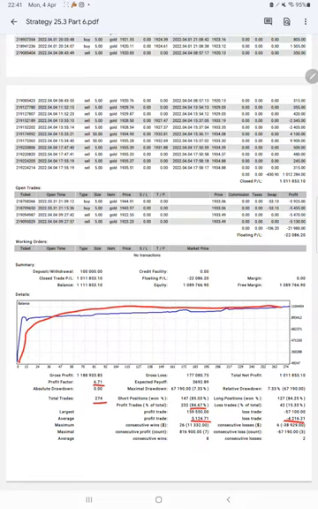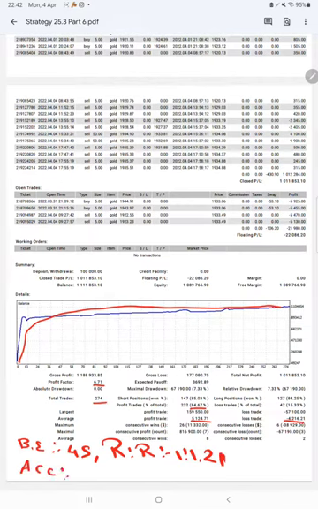It will be 10,000 divided by 221, and this a break even point of 45%, because the risk reward ratio is 1:1.21, and the current account accuracy is 84%.